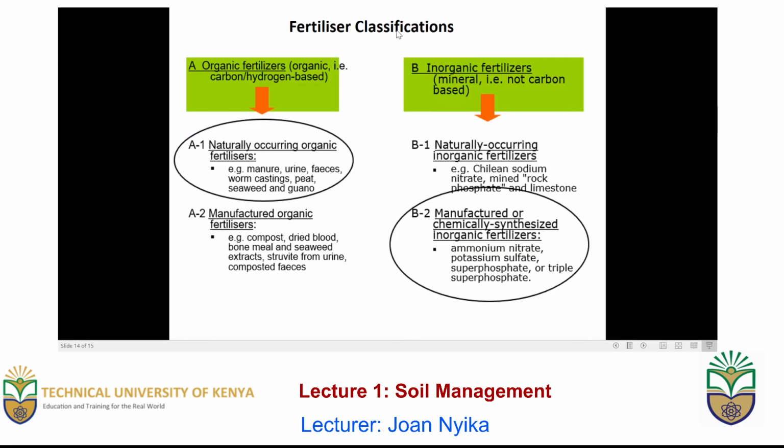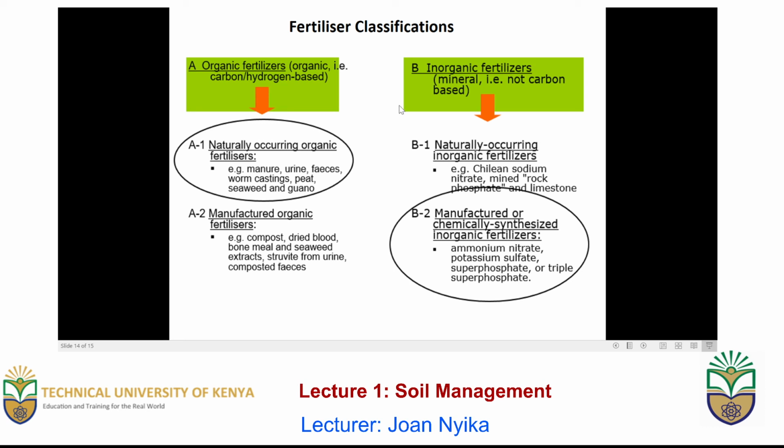What are classes of fertilizers? Fertilizers are classified into two. They can be organic or inorganic. Organic fertilizers are carbon and hydrogen based, while inorganic fertilizers are mineral based, exclusive of carbon. The organic fertilizers can be naturally occurring, as in the case of feces, urine, some peat, seaweed, and manure, just to name a few. They can also be manufactured organic fertilizers such as dried blood, bone meal, and compost, among others.